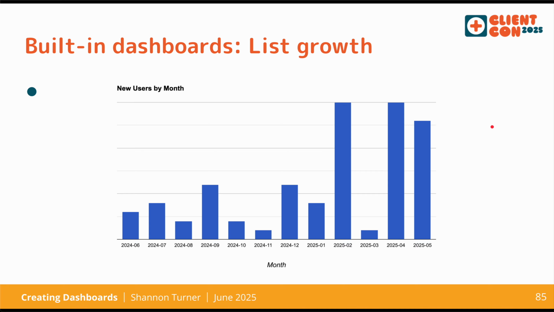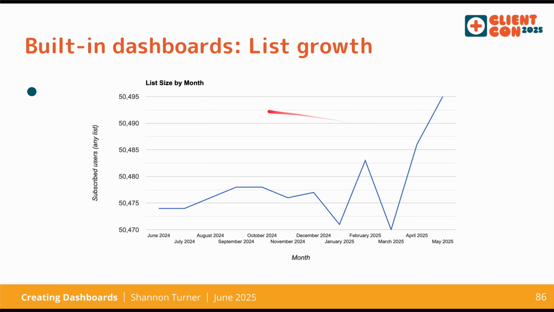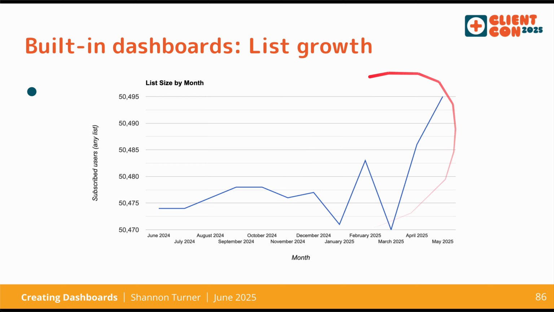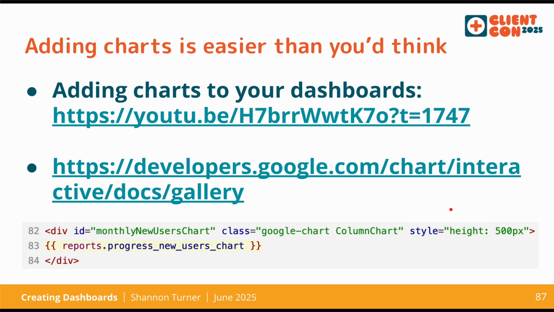This is the list growth dashboard, which can show you the growth of new users by month. You can also see your raw list size by month over time. And adding charts is even easier than you'd think.